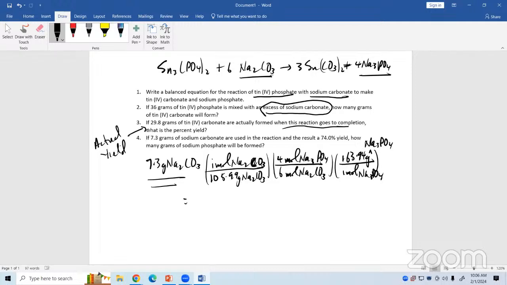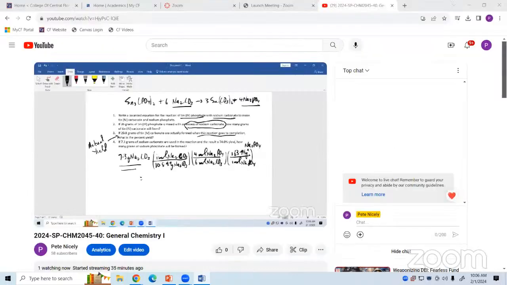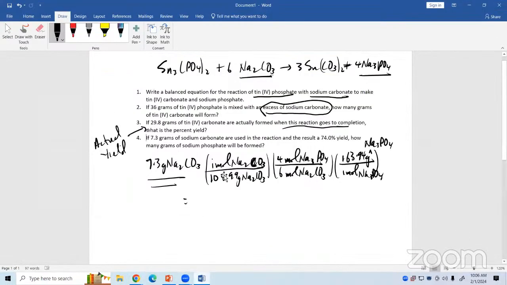And according to my calculations, this works out to be equal to 7.5 grams. Whoops, what did I do? 7.5 grams. All right, of sodium phosphate, Na3PO4. And this would be the theoretical yield.